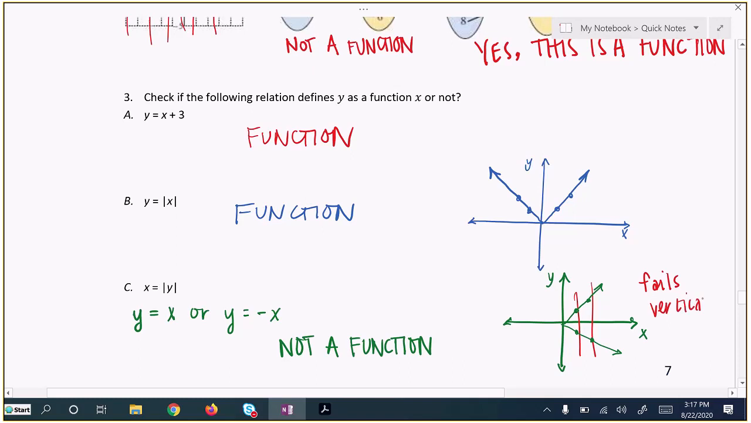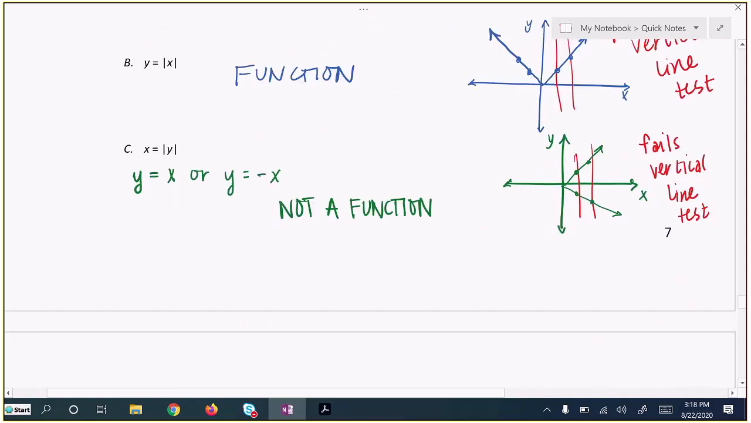So this will be another important example for you to think about and remember. We have y equals absolute value of x. This passes the vertical line test, but if we have x is equal to absolute value of y, it fails.